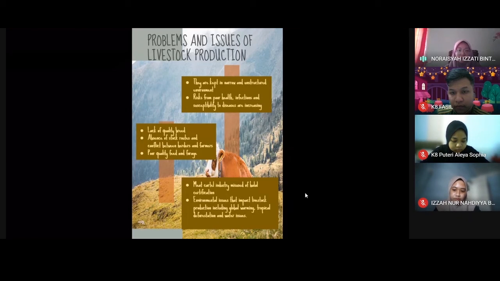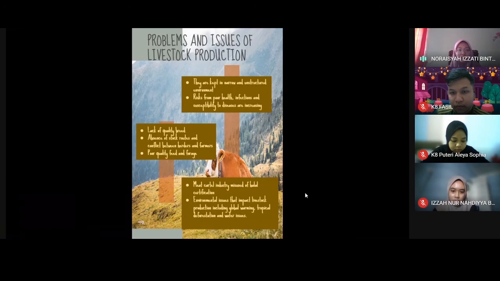For the third point, for the problems and issues of livestock production, is the lack of quality breed. This is because in Malaysia, the famous breed type is KK, Kedah Kelantan. So in order to solve this situation, maybe the government and the NGOs should encourage scientific research for cattle breed, especially in beef production.